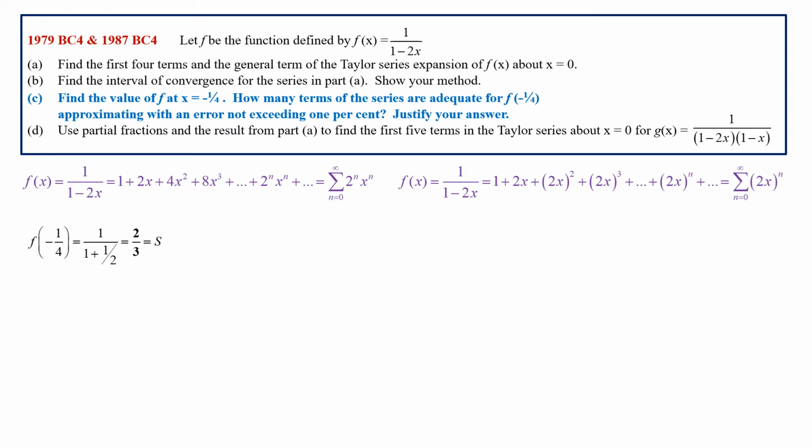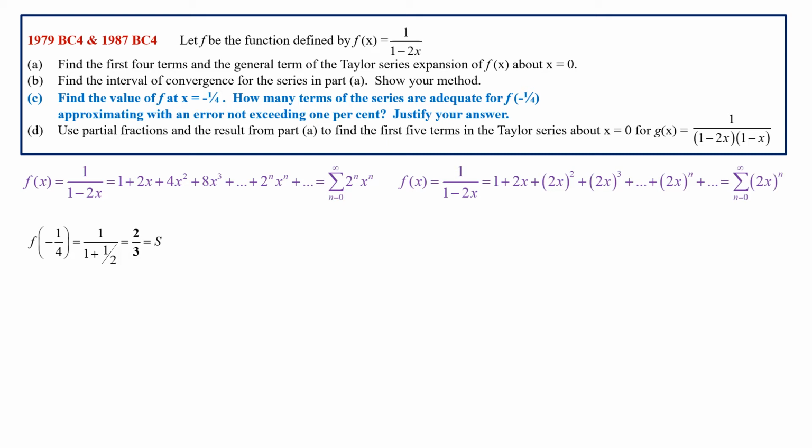Now I'm going to refer to it as the value of s, but I'm going to need a little time to explain that. So let's move on to the second part. How many terms of the series are adequate for approximating f of negative 1/4 with an error not exceeding 1%? Justify your answer. Okay, so if you're a little bit confused and not sure where to go, let's first focus on the word error. We know we're about to make an approximation of f of negative 1/4, but we also know that the answer of f of negative 1/4 is already 2/3. So whatever amount we're away from that 2/3 with our prediction, that's going to be the error.